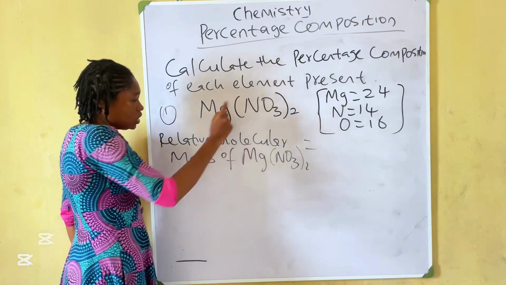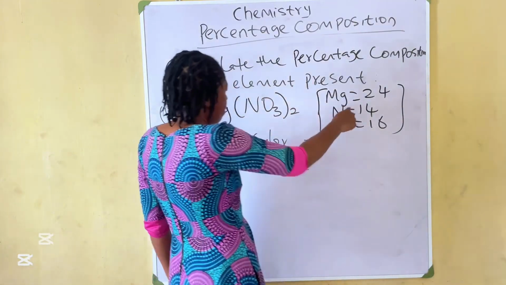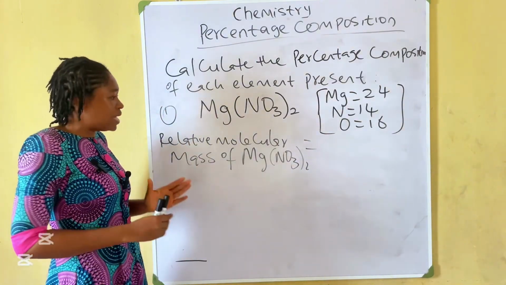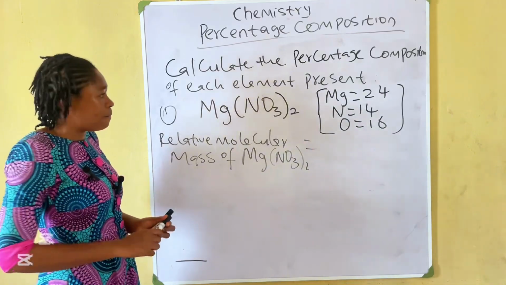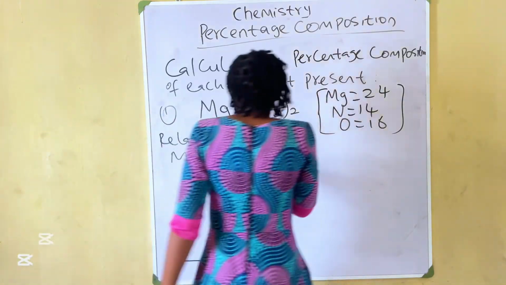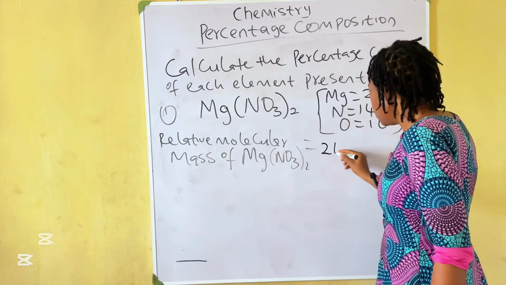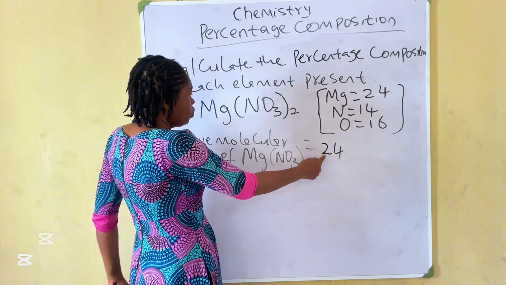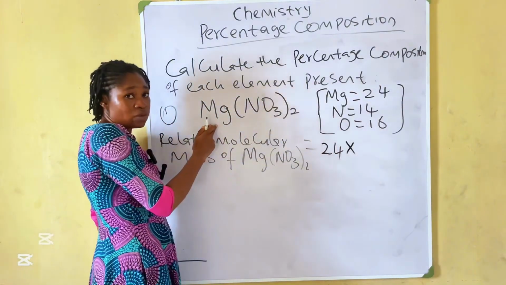Magnesium, nitrogen, and oxygen. So here is what? The relative atomic mass of the elements that are present. The first step is what? Find the relative molecular mass of the compound. So that's what I want to find now. Okay. The relative atomic mass of magnesium is 24. So the relative mass of magnesium is what? 24 times how many atoms do I have here? I have 1 atom of magnesium.